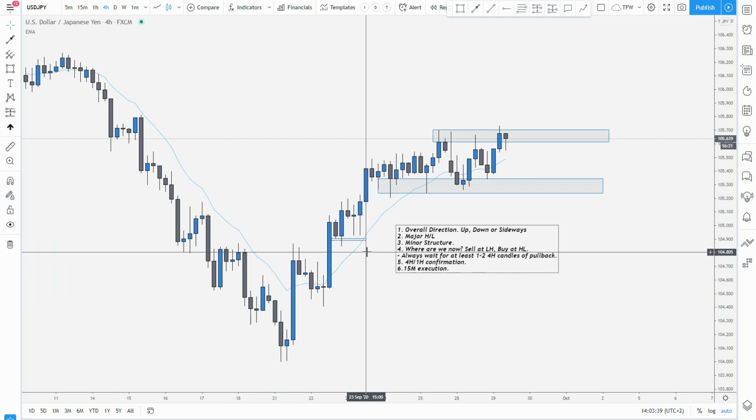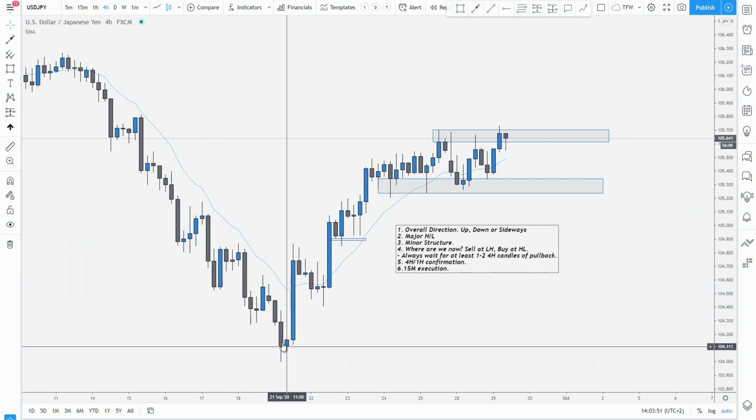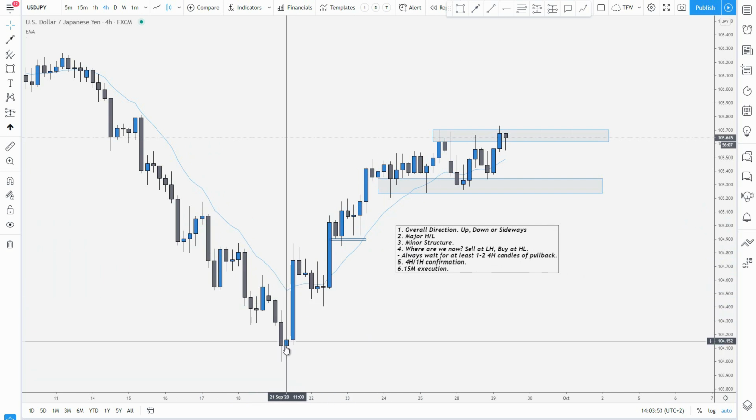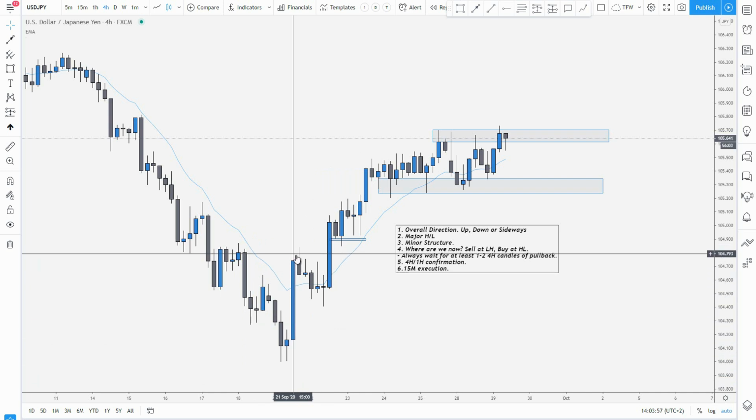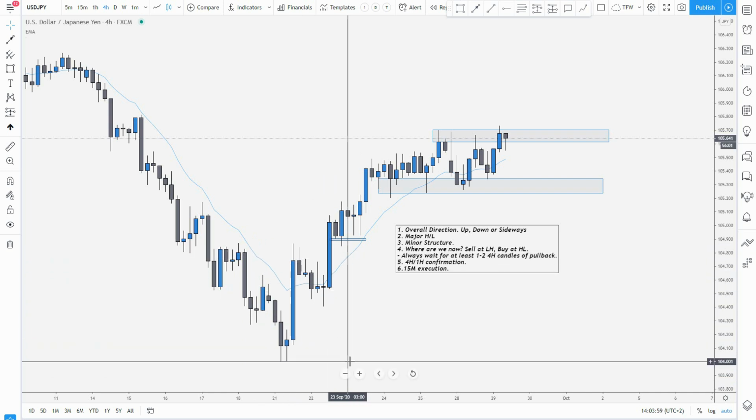And then again, a very nice rule. Where are we now? Where is the price? Is it at a lower high or a higher low? Because we want to sell at a lower high or buy at a higher low, always. When the market is pushing strongly to the downside, creating a lower low, you don't want to trade. We wait for the pullback. Or when the market is strongly pushing to the upside, creating a higher high, we don't trade. We wait for the pullback.